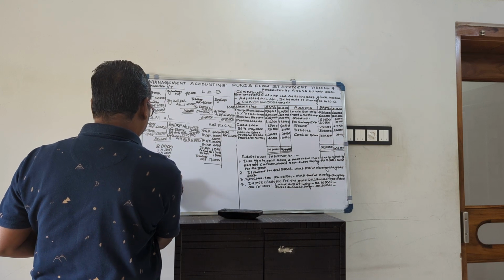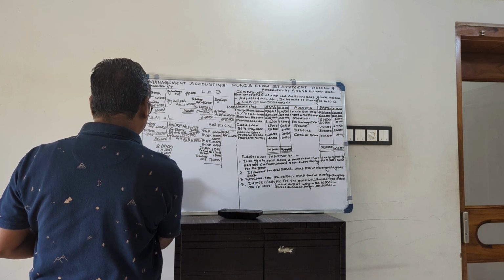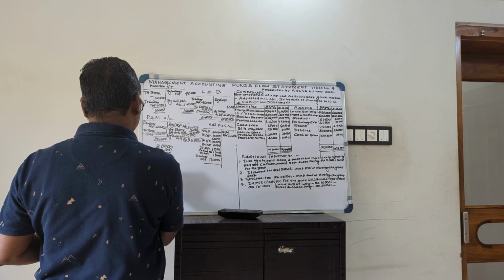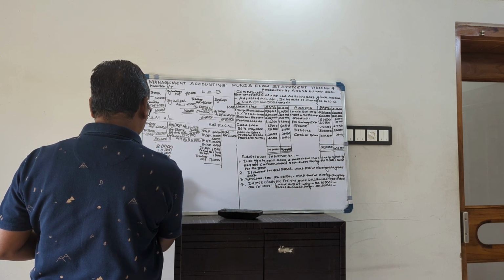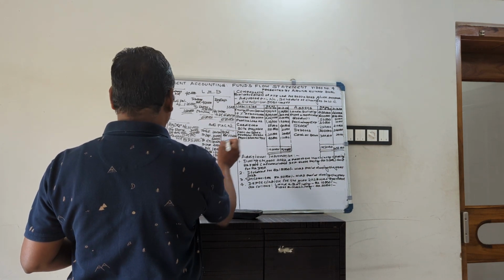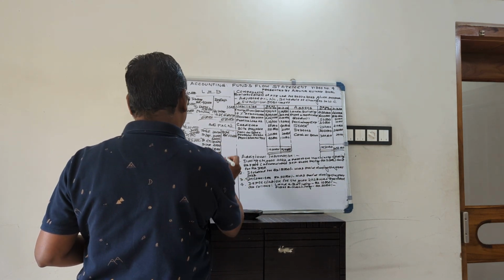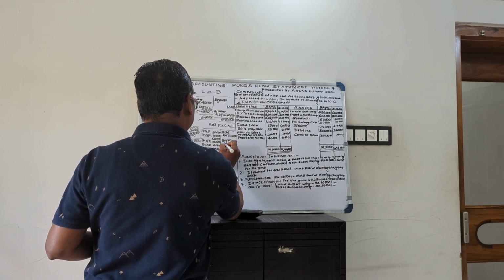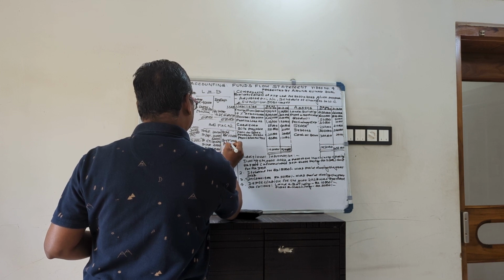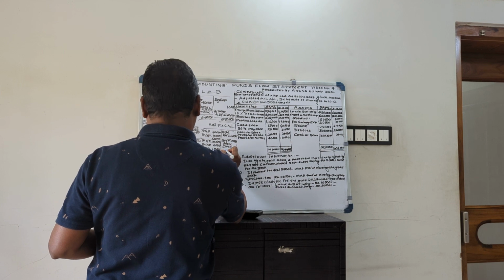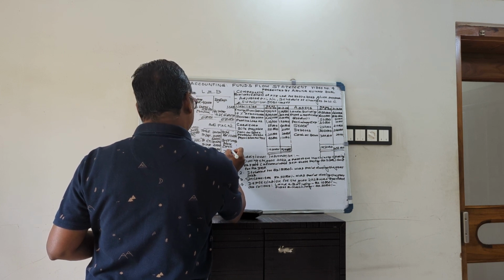So the total comes to 4,92,000. Opening was 1,10,000. So funds from operation, it will be shown as a source of funds from operation. The amount is 3,82,000.